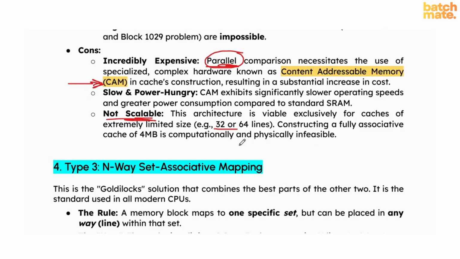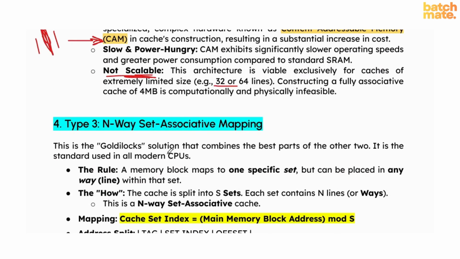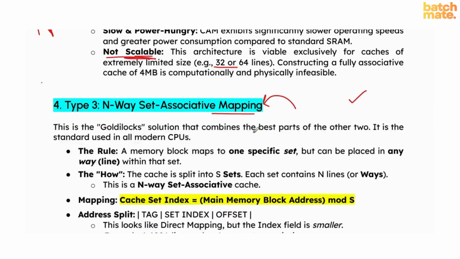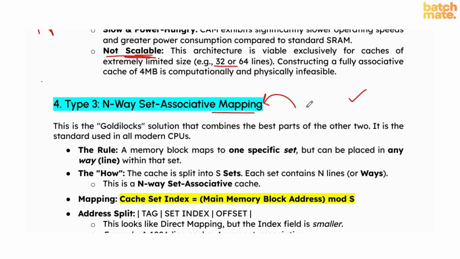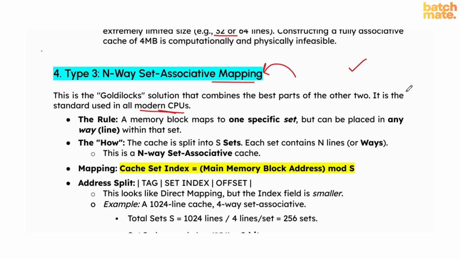So now we have direct mapping, which is too rigid, and fully associative mapping, which is too expensive. We need a middle ground. We need the balanced solution. So, till now, we have seen the two extremes. So, engineers asked, can we have the speed of direct mapping, but the flexibility of fully associative? The answer is yes, and it is called n-way set-associative mapping. This is the standard used in almost all modern CPUs like the Intel Core or AMD Ryzen inside your laptop right now. Here is the genius idea.